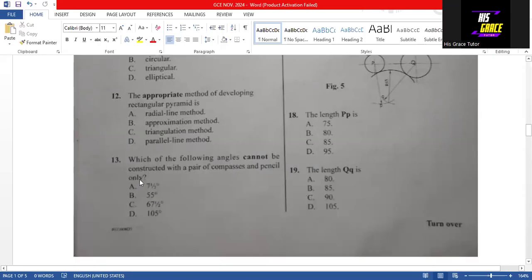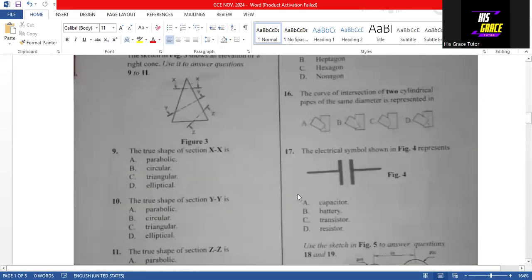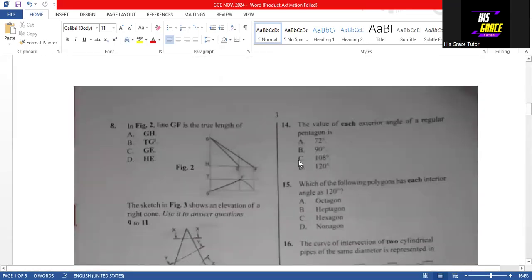Then question 13 says, which of the following angles cannot be constructed with a pair of compasses and pencil only? Option B is the answer to this question. Angle 55 degrees cannot be constructed using a pair of compasses and pencil only. Now, let's move to question 14. Here we have, what is the value of each exterior angle of a regular pentagon? It is 72 degrees.